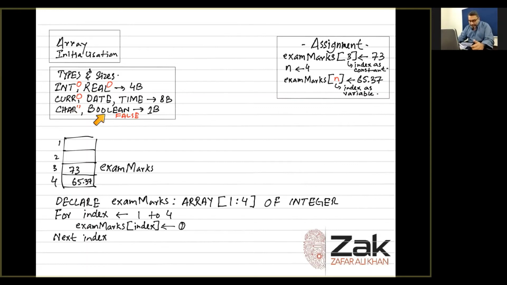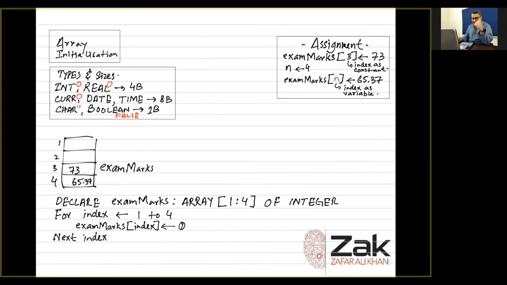Boolean is always initialized with false, and date and time are never initialized. There is no point making date and time 0. So if you require to initialize date and time, you would initialize it to the current date and current time.